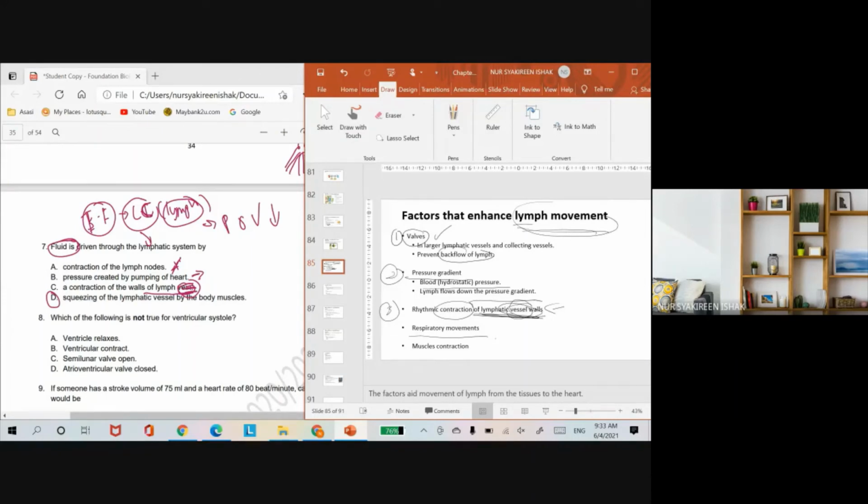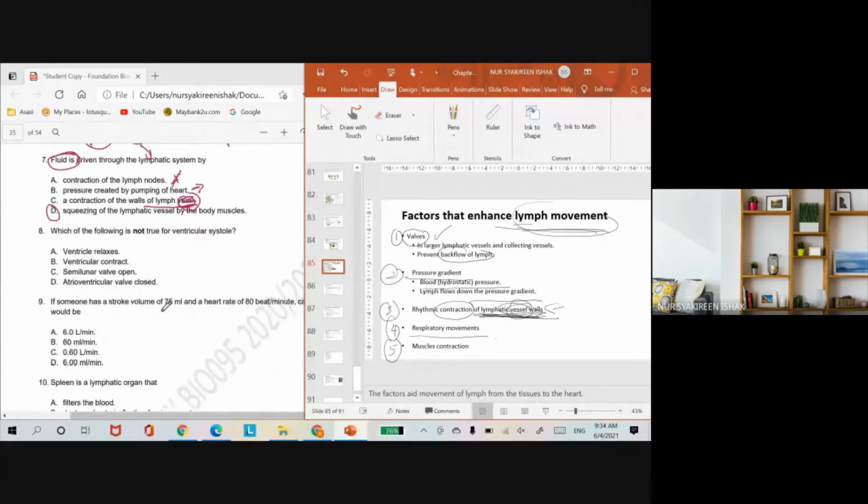So there are also factors contributed by the respiratory movement, number 4, and then also muscle contraction. If you check, the factors are more or less the same as the flow of blood within the vein, only you have to change some parts and check again. So these are the factors of lymph movement, the factors to enhance the movement of blood in the vein. You have to know what the factors are. Remember, when you look at past year questions, this is one of the questions that can be asked.